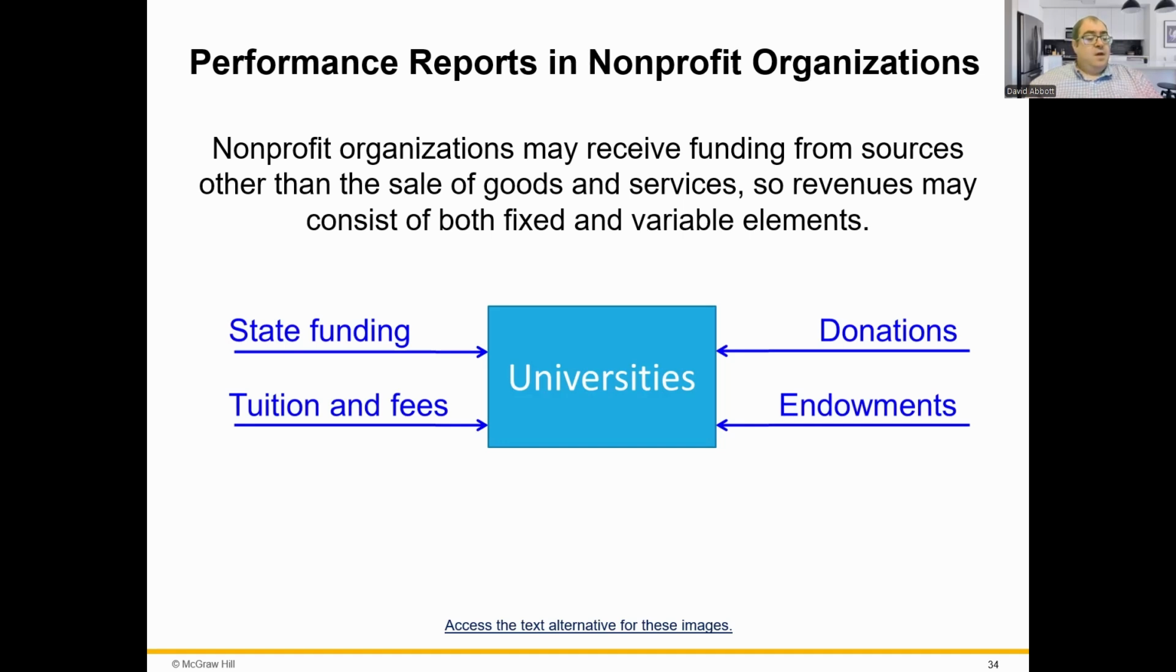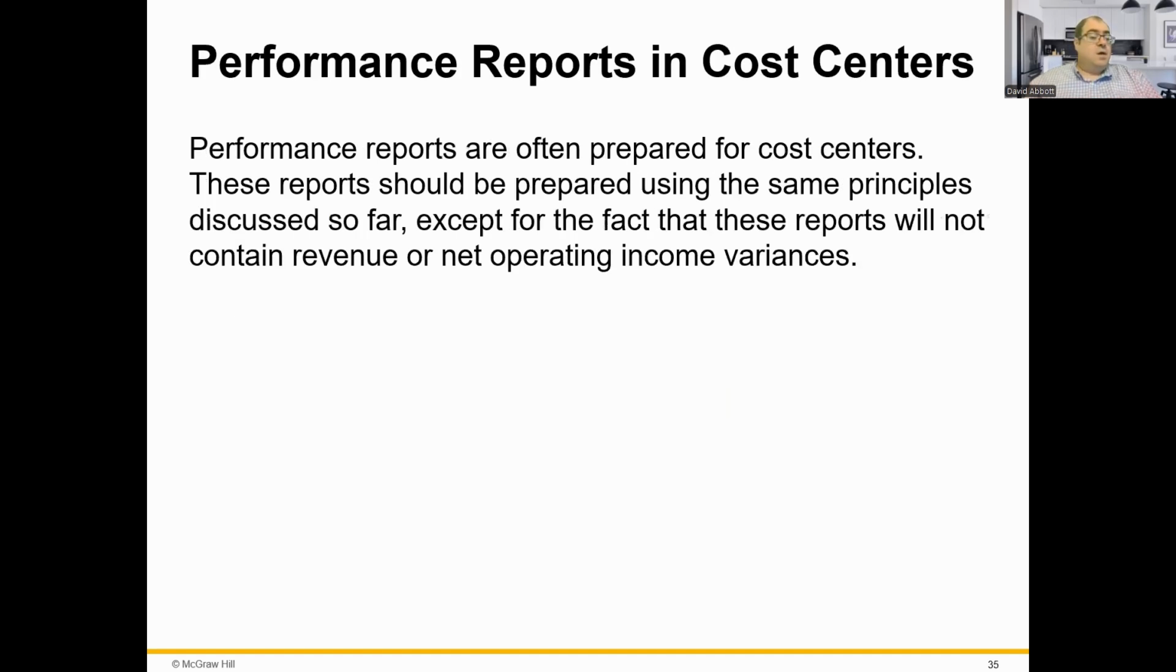So this means that, like costs, a university's revenues would also consist of fixed and variable elements. Performance reports are often prepared for cost centers. These reports should be prepared using the same principles discussed so far, except for the fact that these reports will not contain revenue and net operating income variances.